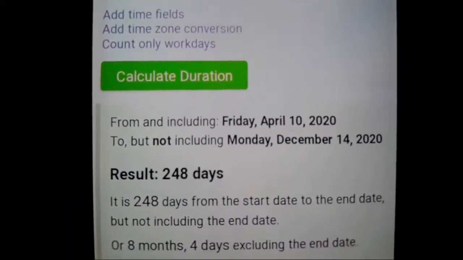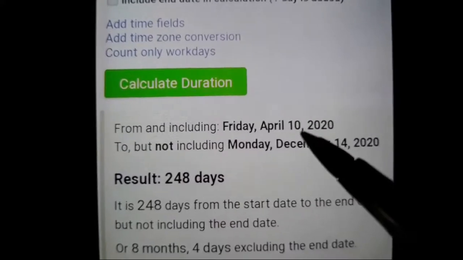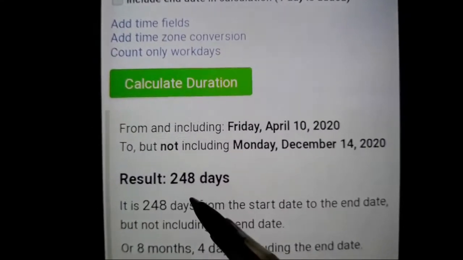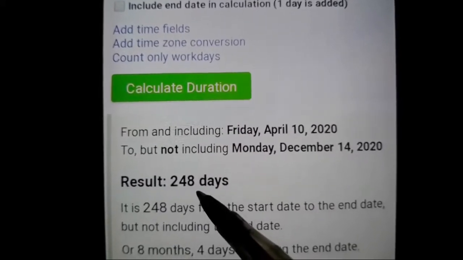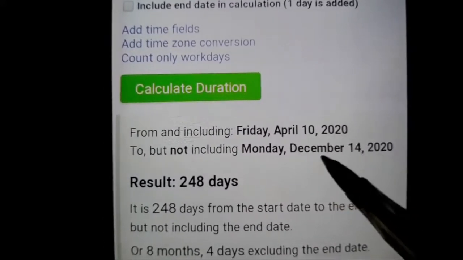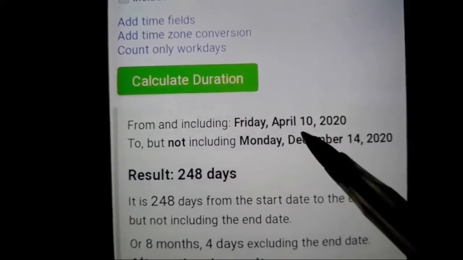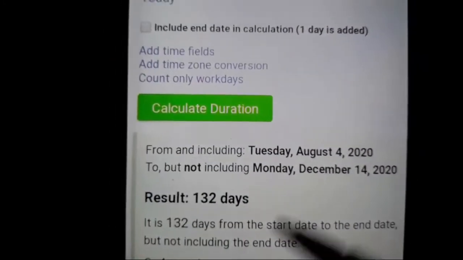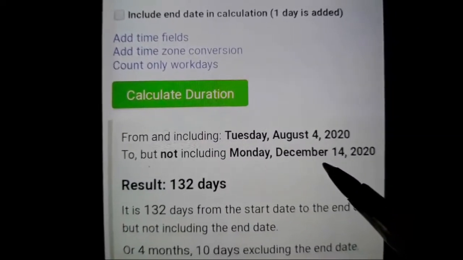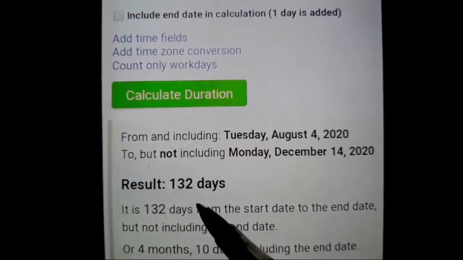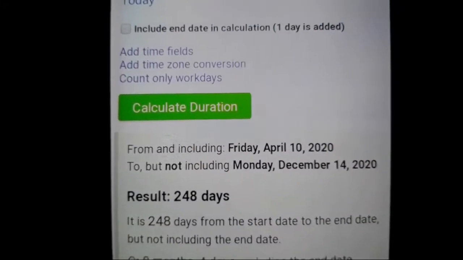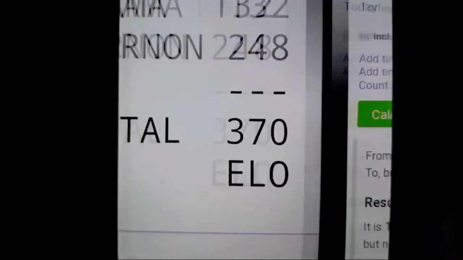So in between, you remember I was just showing you the 4/10 to the 12/14 Washington. So let's take the days now. 248 days in between Vernon Presley's birthday and Washington's death day. And between Obama's birthday and Washington's death day, you get 132. So 132 plus 248 is what?